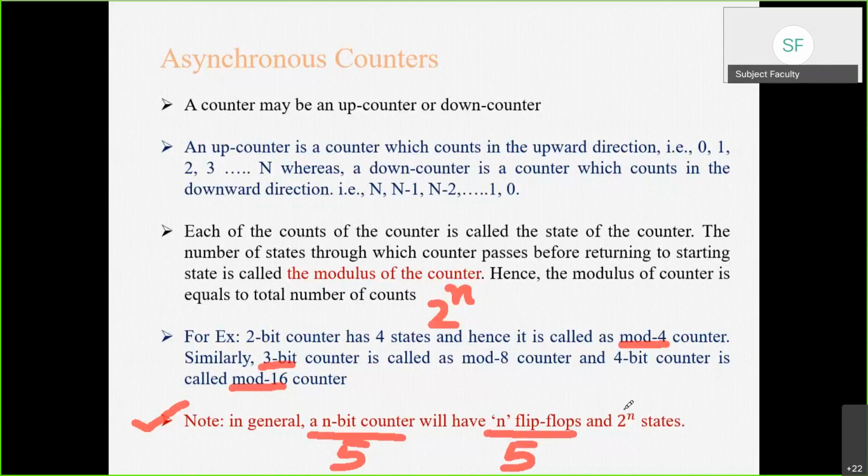Okay. And how many states will it have? The total number of states will be 2 raised to power n. In this case, 2 raised to power 5, that is 32. Okay, so this note is very important, that in general the n-bit counter will have n number of flip-flops and 2 raised to power n states. Okay, so these are the basics of the asynchronous counter.